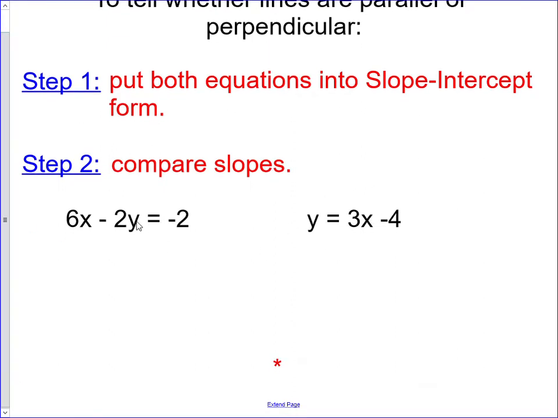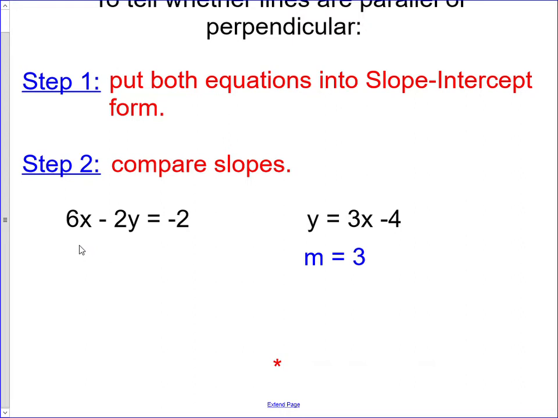This one says 6x minus 2y is equal to -2. Our second equation has y is equal to 3x minus 4. This one's not in slope-intercept form. This one is, so we know it already has a slope of 3. This one we need to put into slope-intercept form.